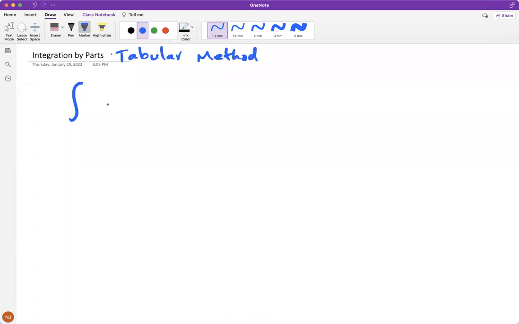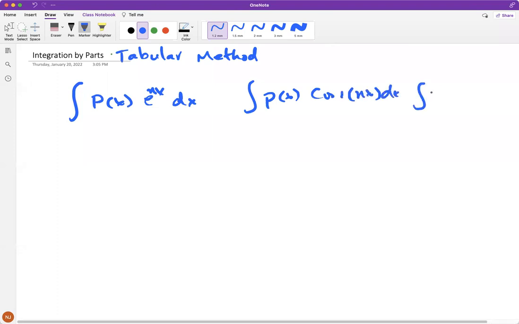The ones that are related to the tabular method are usually a polynomial times e to the power nx dx, or a polynomial times cosine of nx dx, or a polynomial times sine of nx dx. These are good candidates for the tabular method. So how does the tabular method work? Let's give an example of that.